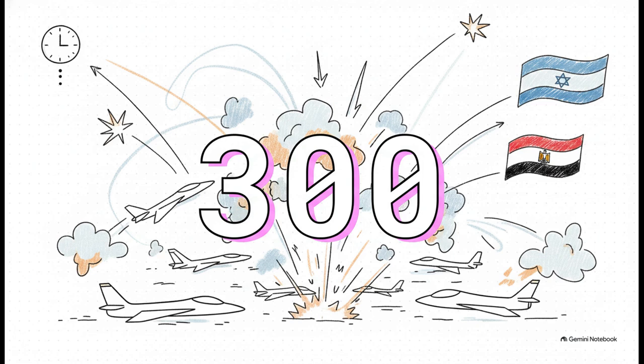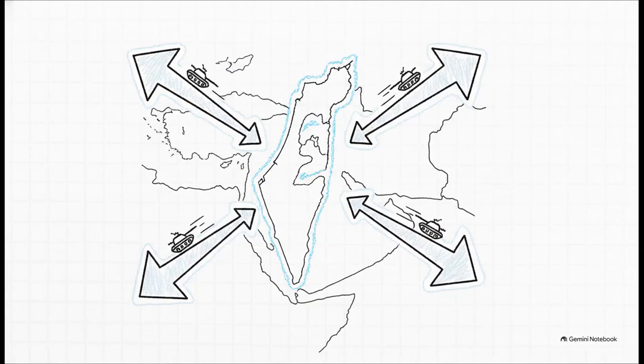there on the tarmac. In a single, devastating stroke, Egypt lost 90% of its air power, giving Israel immediate and absolute air dominance. With undeniable control of the skies, the Israeli military advanced at lightning speed on the ground.